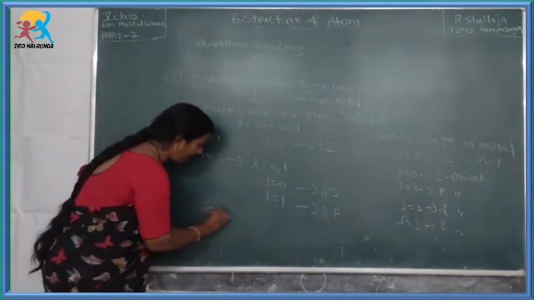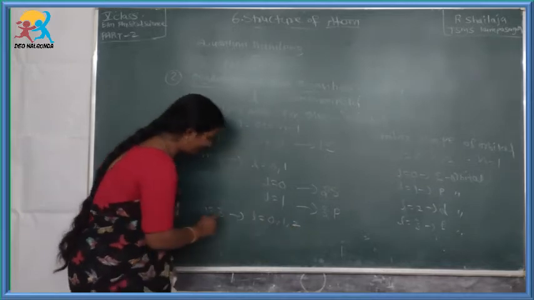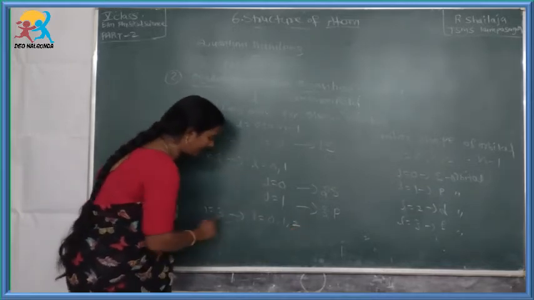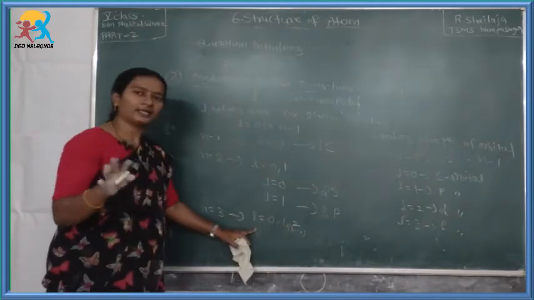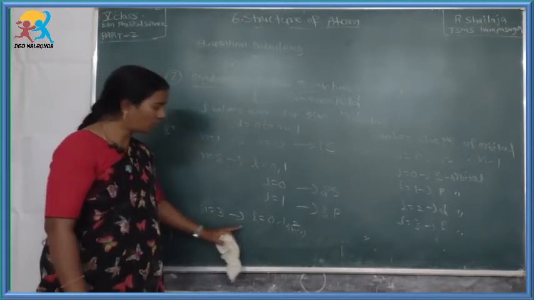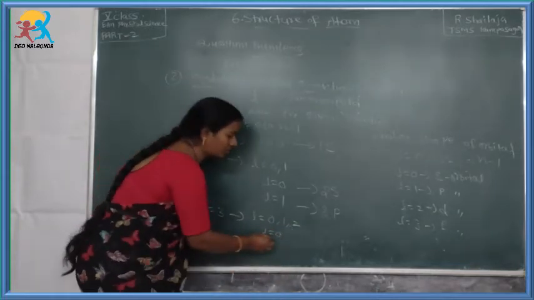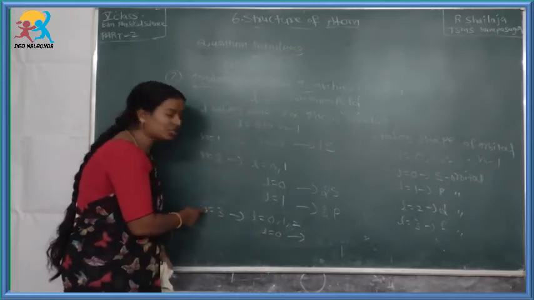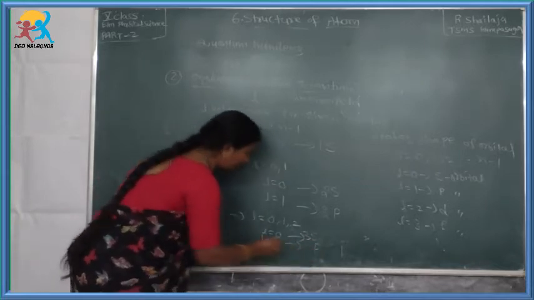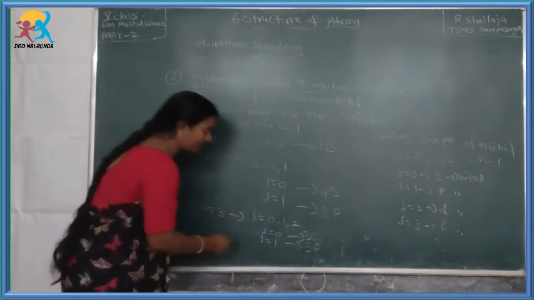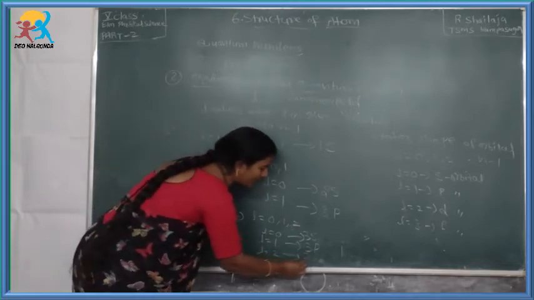And next n equals 3, L values are 0, 1, 2. 2 means 3 minus 1, that is n minus 1. So up to n minus 1 only we have to take the L values for a given n value. So L equals 0, 1, 2. L equals 0 is the S orbital. Third shell S orbital is written as 3s. And next L equals 1 is the P orbital. Third shell P orbital is written as 3p, and L equals 2 is the D orbital. Third shell D orbital is written as 3d.